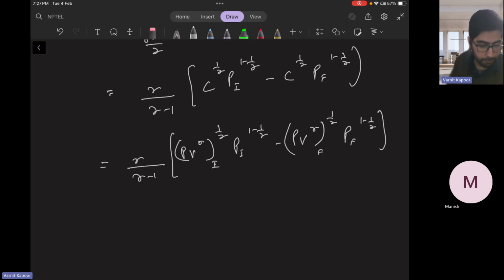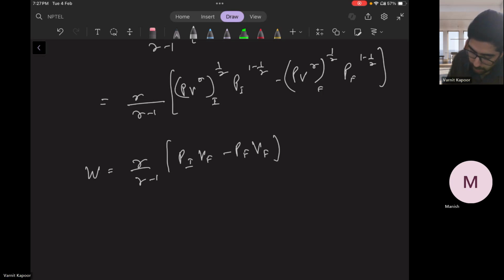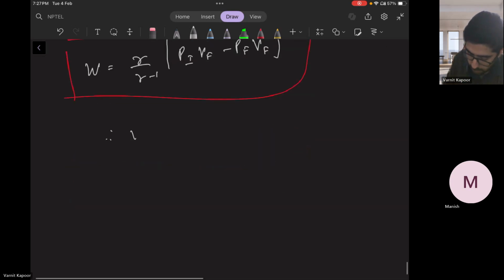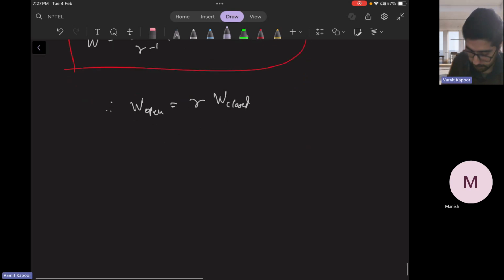Okay, you multiply both of them. So the final result for your work done will be gamma over gamma minus 1 times P initial V initial minus P final V final. And if you observe, it is more or less the same as closed system work. The only difference is this gamma factor. So work done for an open system is gamma times the work done for a closed system in an adiabatic process. Only in an adiabatic process.